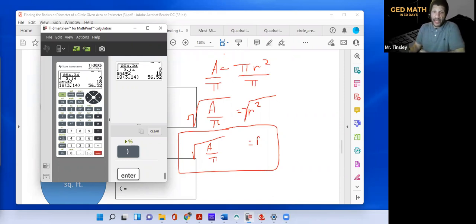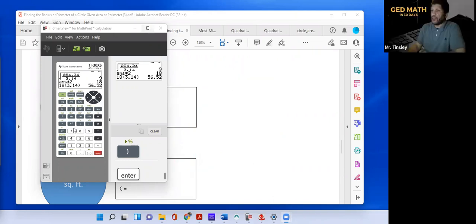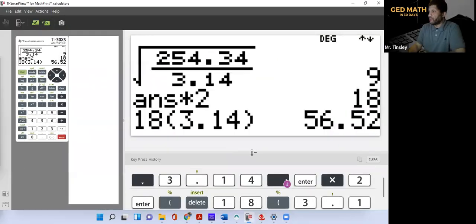Okay, so let me save it. Let me clear it. And then let me maximize the calculator so you can see the things that we've done.